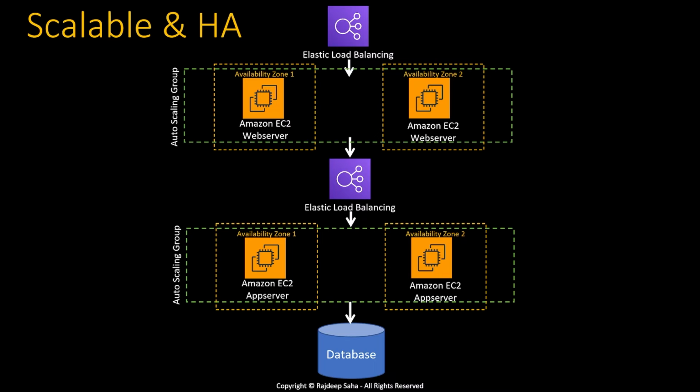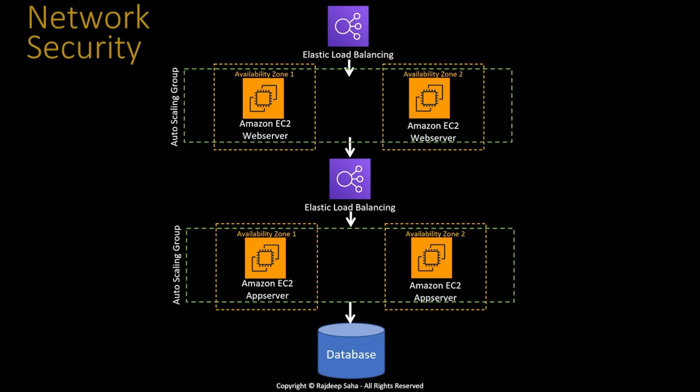In the auto scaling group, you can mention the minimum and desired number of instances running, and that's where you can set how many minimum web servers and app servers you want to run. Now the interviewer might ask you about network security. How are you going to secure this kind of design from the network perspective?